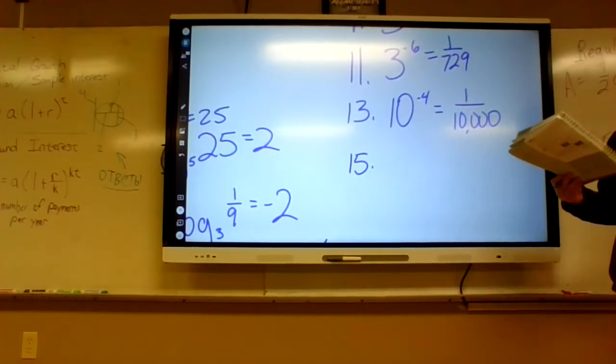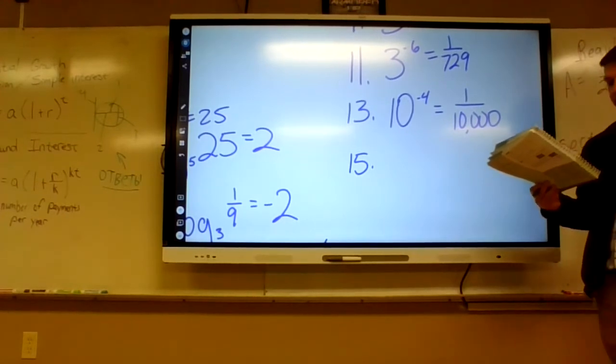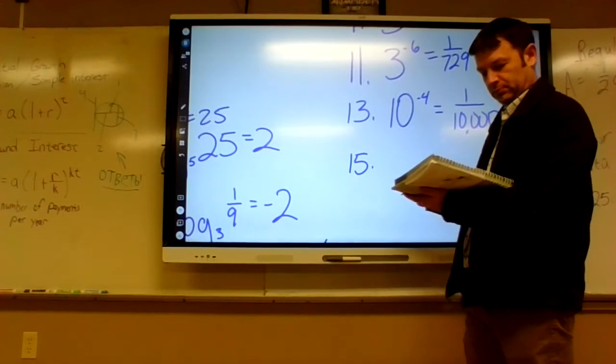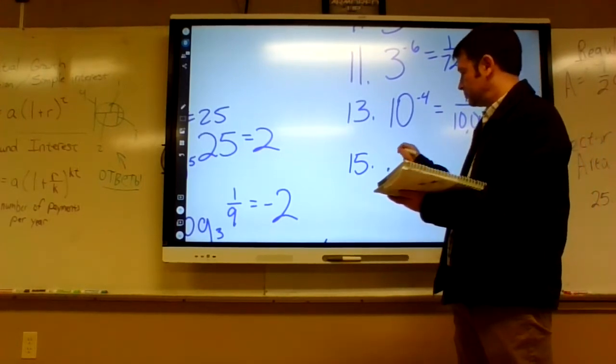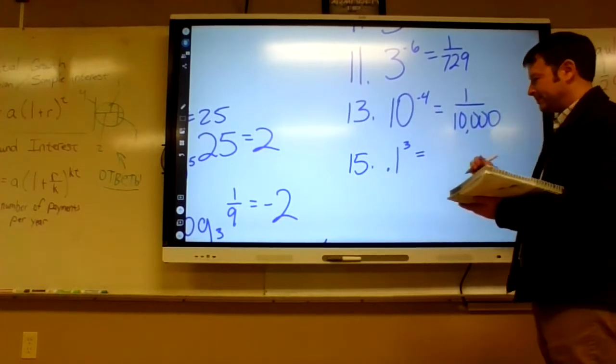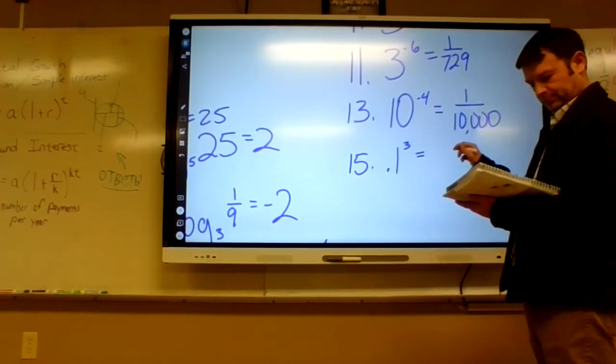Alright, Elena? So it would be 0.1, so 0.1 cubed equals 0.001.